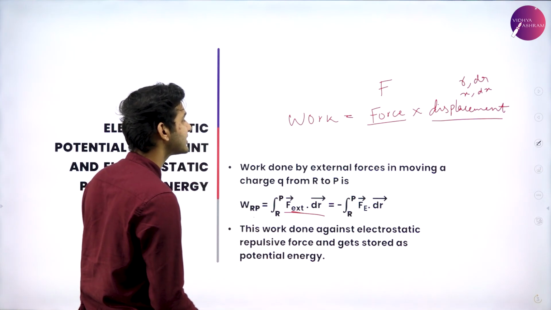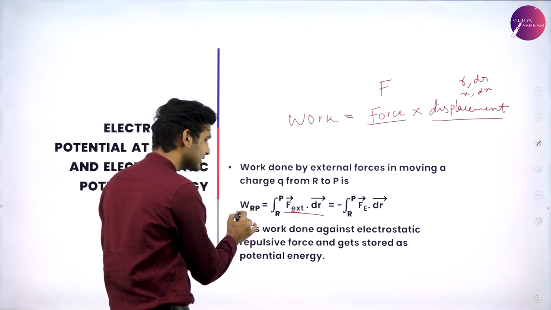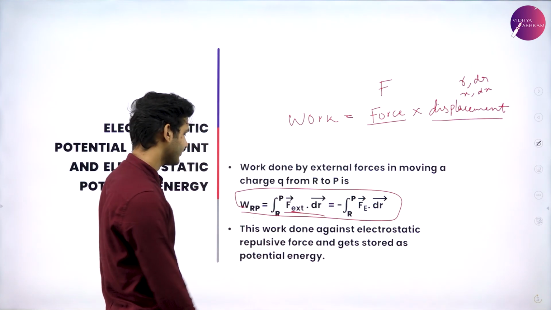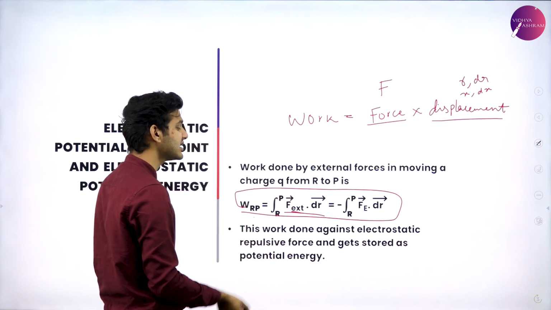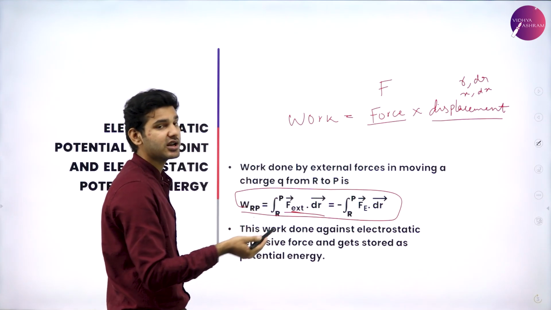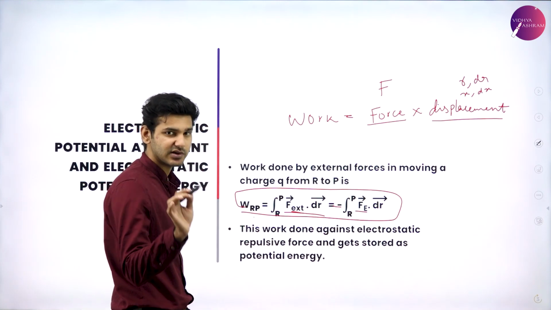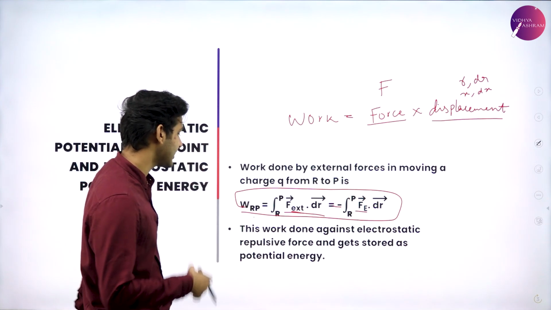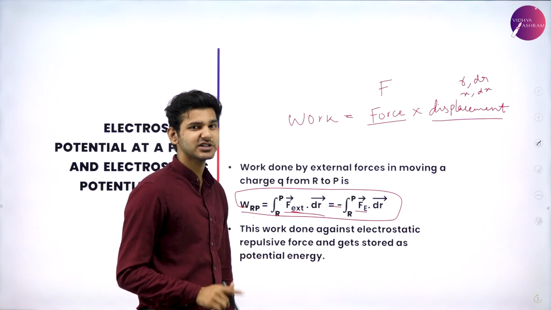So, work done by an external force in moving a charge Q from R to P is given by this particular equation. For now, keep this equation in your mind and know that work is nothing but force times displacement, and that can be written as integral F external dot dr, which is equal to F electric dot dr. Why there is a minus sign, what is this electric force, and everything will be explained shortly. And this work done against electrostatic repulsive forces gets stored as potential energy. And what this is will also be explained in 1 second.